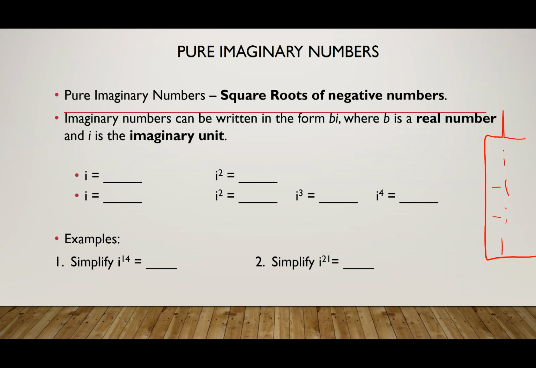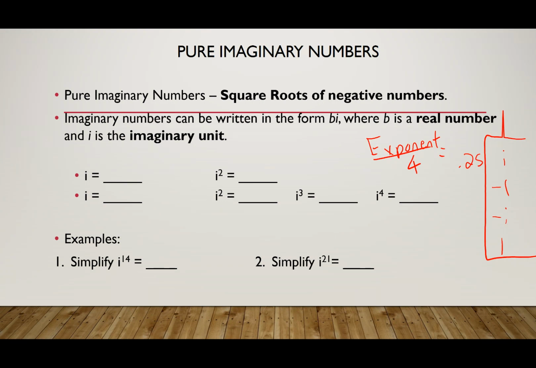Take your exponent and divide it by 4, because it repeats every 4 times. If you divide it by 4, you'll find out which part of the pattern it lies in. If your answer ends in 0.25, that means it's i. It'll be the first part of the pattern.